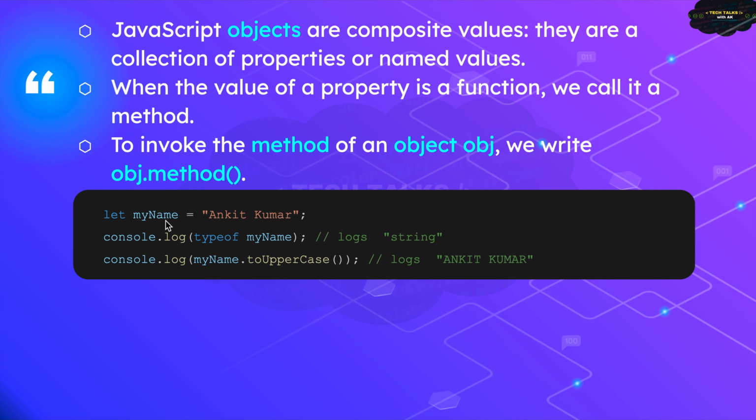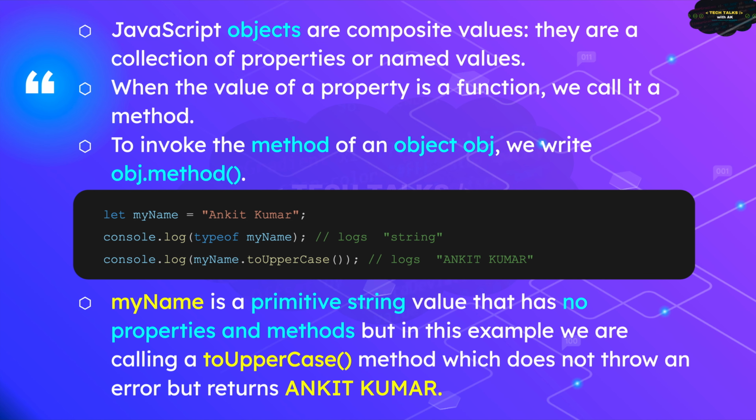Here we have a variable called myname. If we just do console.log(typeof myname), it logs string. If we do console.log(myname.toUpperCase()), then it logs Ankit Kumar in uppercase. Here in this example, the myname variable is a primitive string value that has no properties and methods. But in this example, we are calling the toUpperCase method, which returns Ankit Kumar in capital letters.